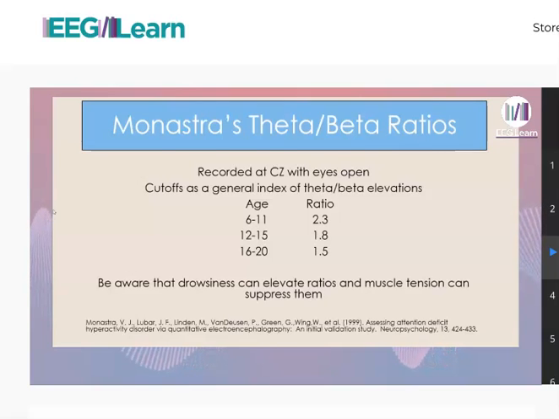So if someone was just really sleepy on the day you took the map, that might make their theta to beta ratio look elevated when really they were just kind of sleepy. Also, muscle tension: if someone's sitting there really tense, that's going to suppress their theta to beta ratio. I'm going to show you a picture of that.